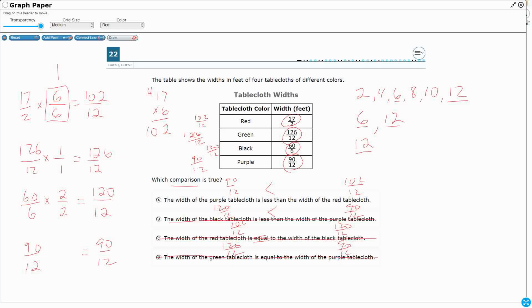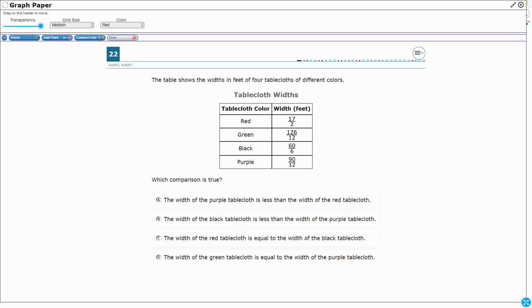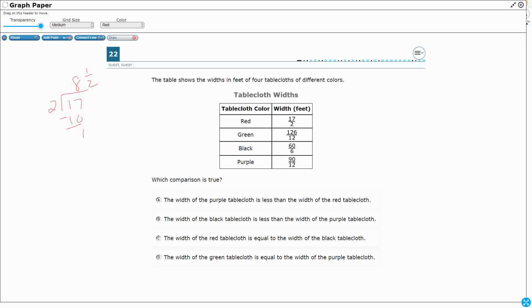So A looks good. Now let me show you a different way we could have done this, right? What we could have done is we could have changed these to mixed numbers by dividing up. 2 goes into 17 8 times, and that's 1 left over, so 8.5. Green, how many times does 12 go into 126? Well, 10, so that's going to be 10 and 6 twelfths. Put your remainder on top. 6 goes into 60 10 times, right? So I've got 8.5. I've got 10 and 6 twelfths.